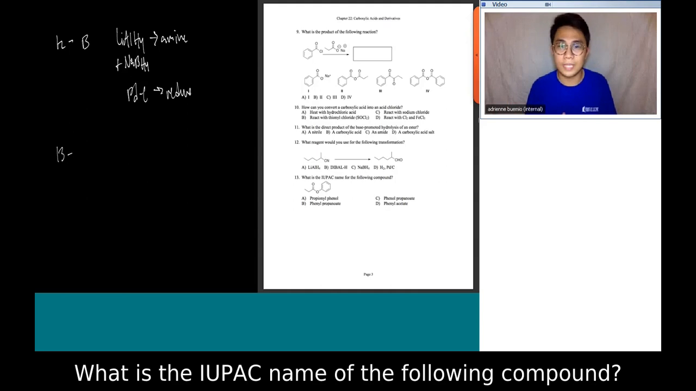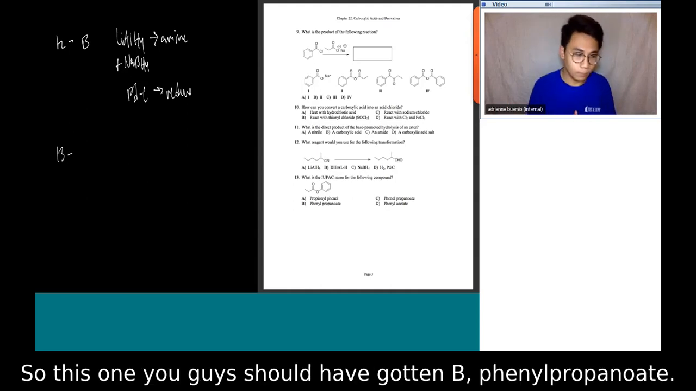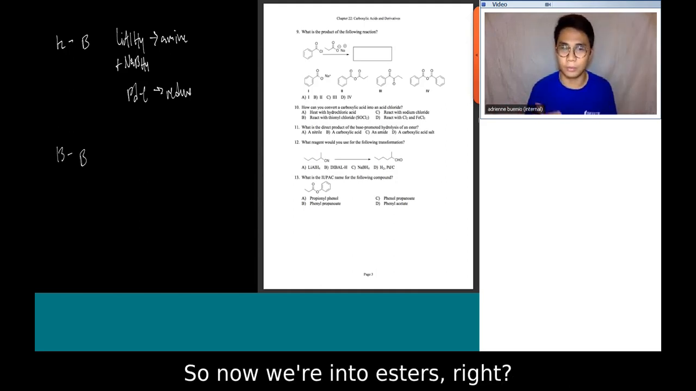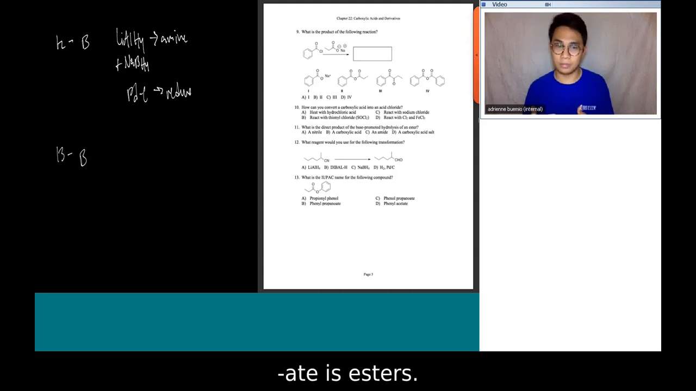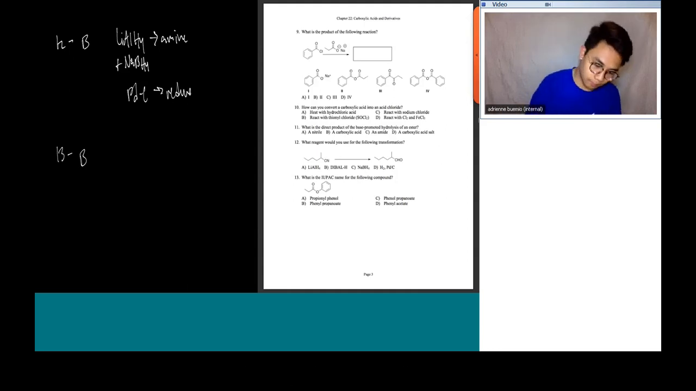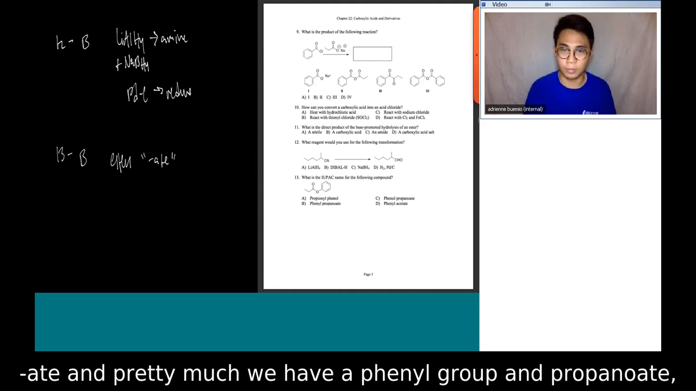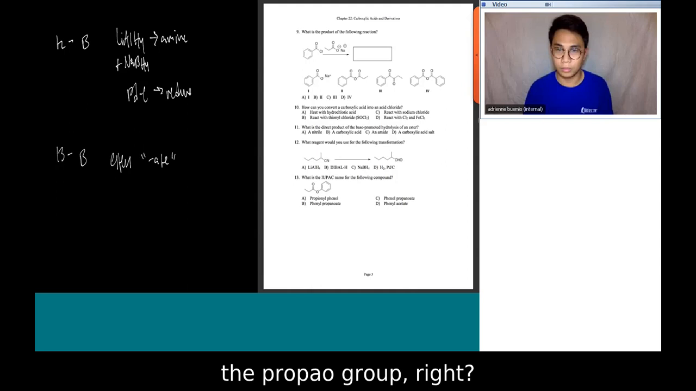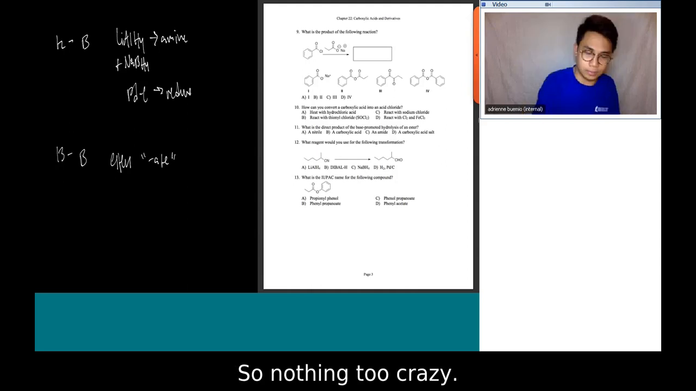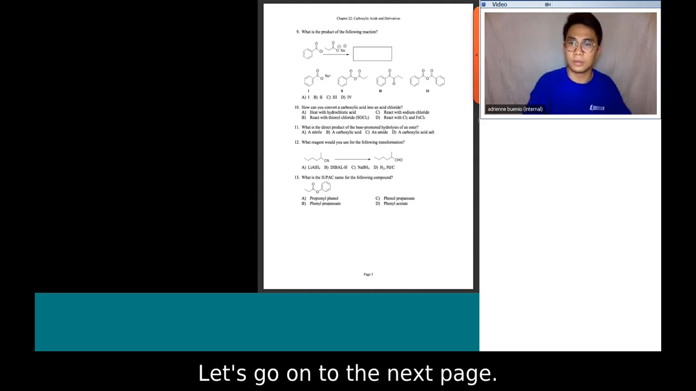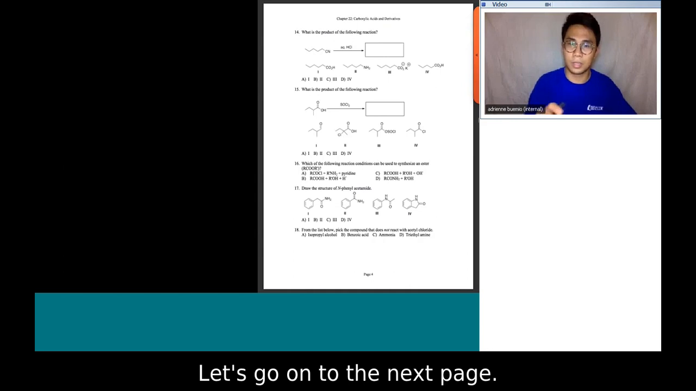13. What is the IUPAC name of the following compound? This one you guys should have gone B, phenylpropanoate. So now we're into esters. We have a phenyl group and propanoate, the propio group. So nothing's crazy. Okay, let's go to the next page.